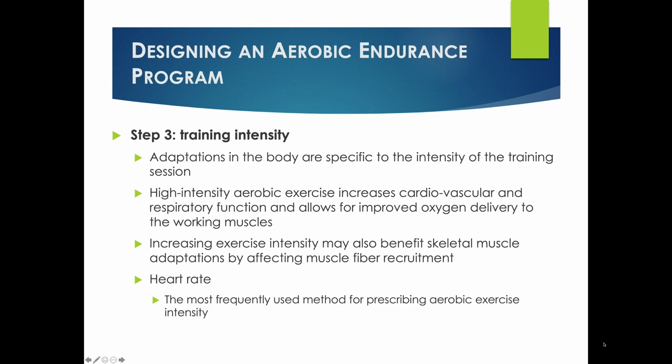Okay, intensity says adaptations in the body are specific to the intensity of the training session. High intensity aerobic exercise increases cardiovascular and respiratory function and allows for improved oxygen delivery to the working muscles. Increase in exercise intensity may also benefit skeletal muscle adaptations by affecting muscle fiber recruitment. Okay, so more or less, if you want to get the best adaptations, you need to train at a higher intensity. And we're not saying like 90% of VO2 max high, but you need to be training at a sufficient enough intensity to start inducing these adaptations. And really, the harder you work, the better the adaptations are going to be.